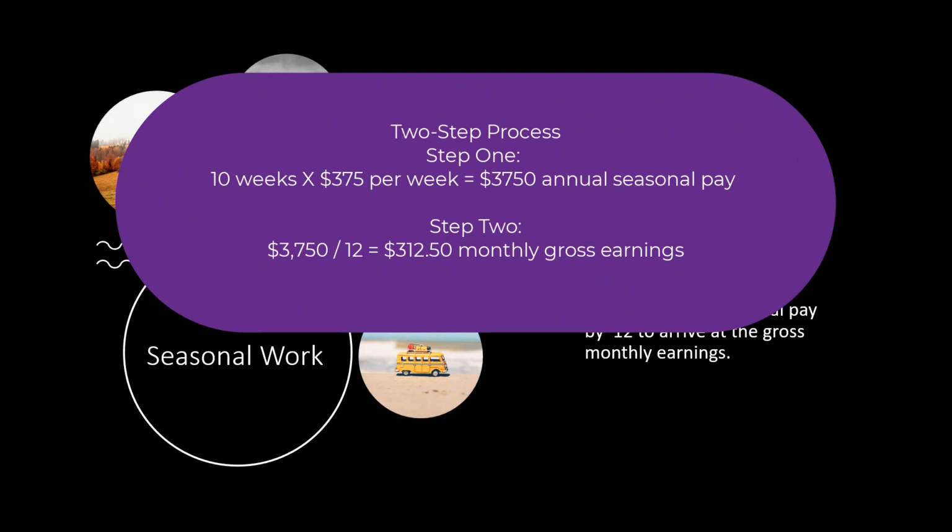What is his seasonal monthly pay? Step 1. By multiplying $375, Arnold's weekly pay, by 10, the number of weeks he worked during the summer, you arrive at $3,750. Step 2. By dividing $3,750 by 12, the number of months in a year, you arrive at $312.50, his monthly gross pay.